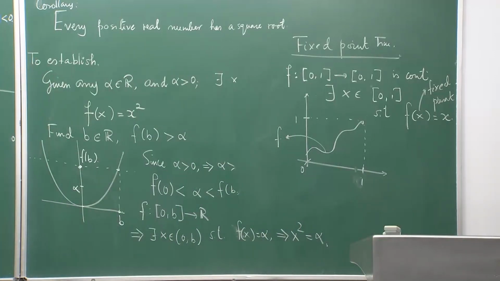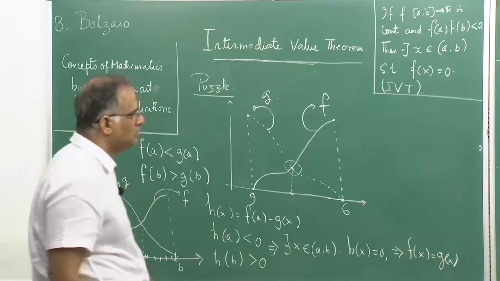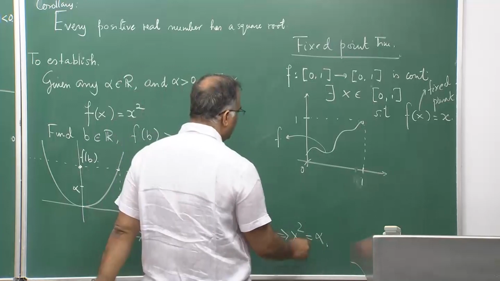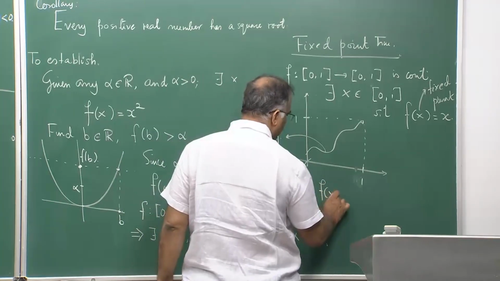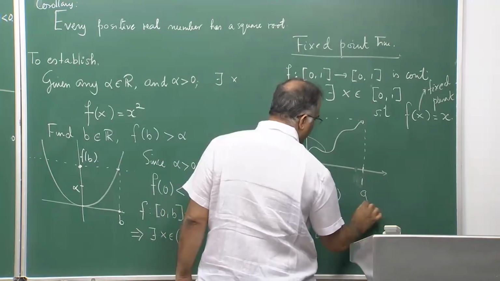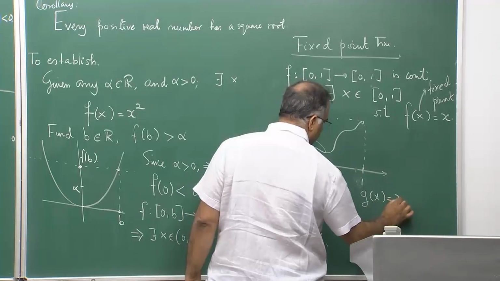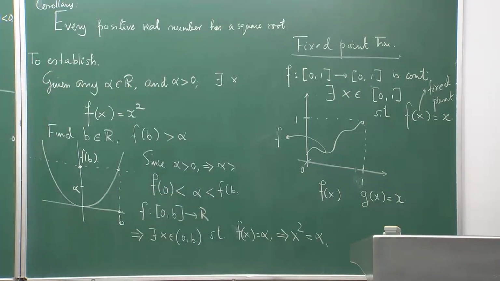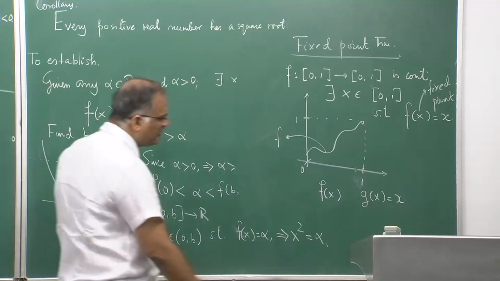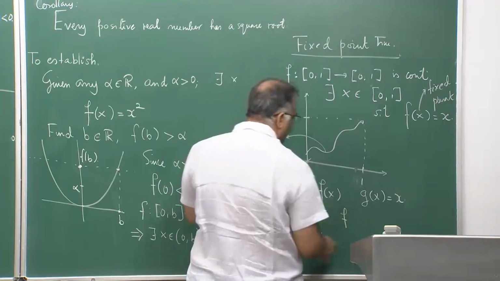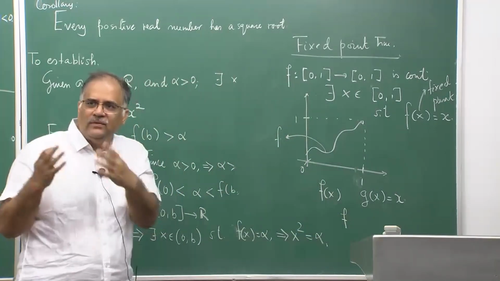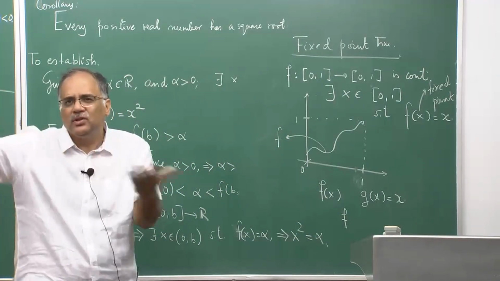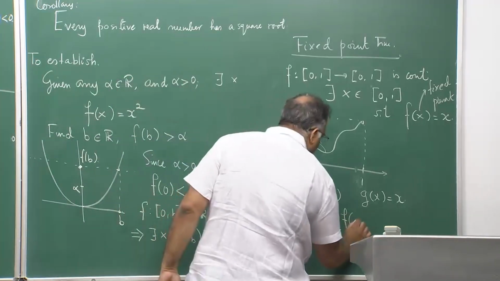So, what does it have to do with the intermediate value theorem? Look at what we have just learned. Consider my function f(x), which is given, and consider another function g(x) equal to x. Now, if f(0) is not equal to 0, then f(0) must be strictly bigger than 0, because the function has to lie between 0 and 1; it cannot be negative.